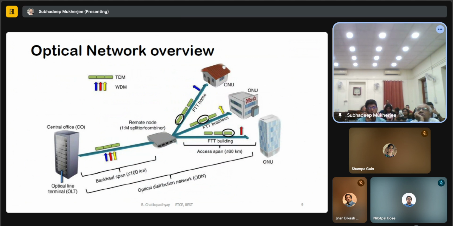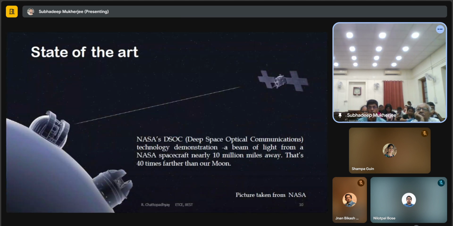Suppose you are trying to, as Sarah was explaining in his slides, communicate to an airplane or to a ship, so you cannot put an optical fiber to the end, right? So there we must have some kind of wireless backhauling, and we are trying to explore whether optical backhauling can be a candidate for that.